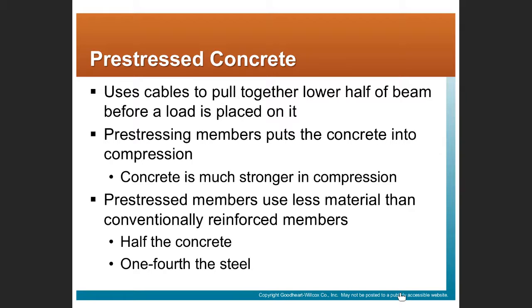Right, so it says, go ahead. Could you say that one more time? You said the top half has the tension and the bottom half? Yeah, no, the opposite. Right, remember compression is squeezing something together, tension is pulling something apart.